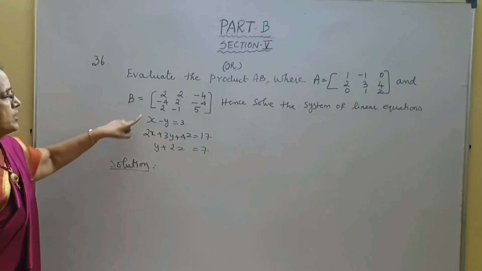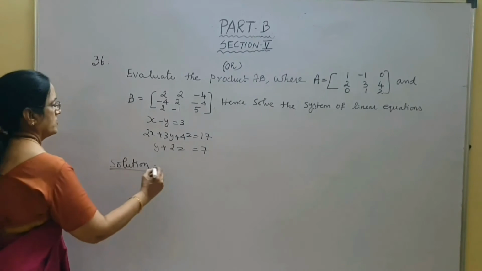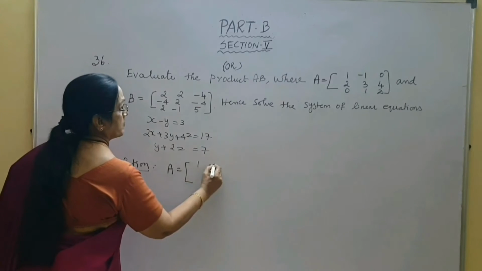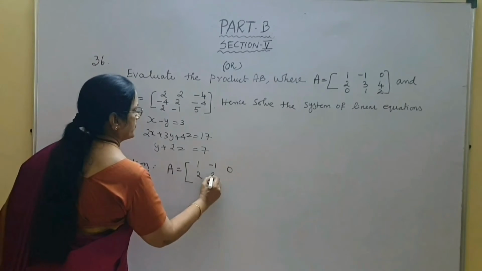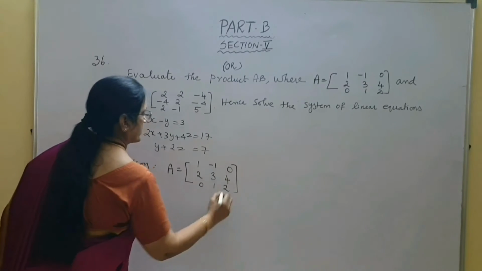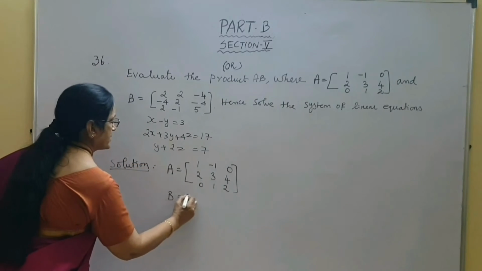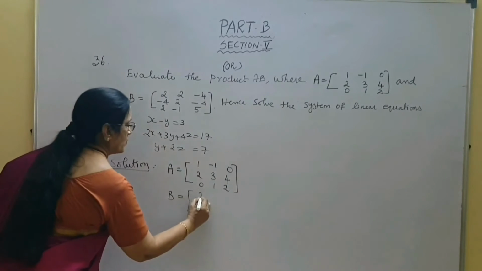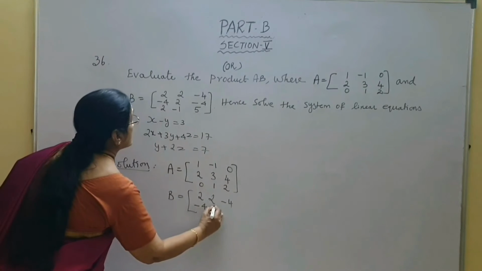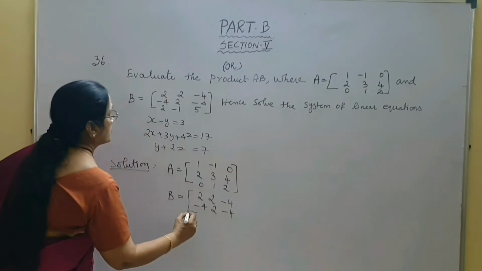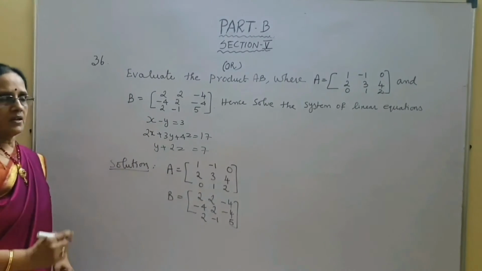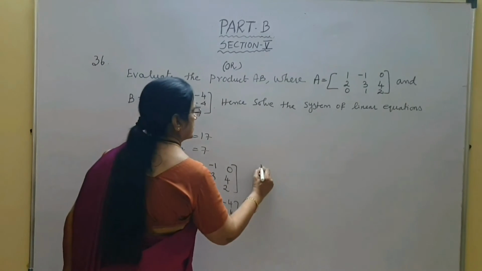First, you need to find out the product AB. So, A is the matrix given to you as 1, minus 1, 0, 2, 3, 4, 0, 1, 2. And B is the matrix 2, 2, minus 4, 2, 2, minus 4, minus 4, 2, minus 4, 2, minus 1, 5. Now let us find out the product AB.